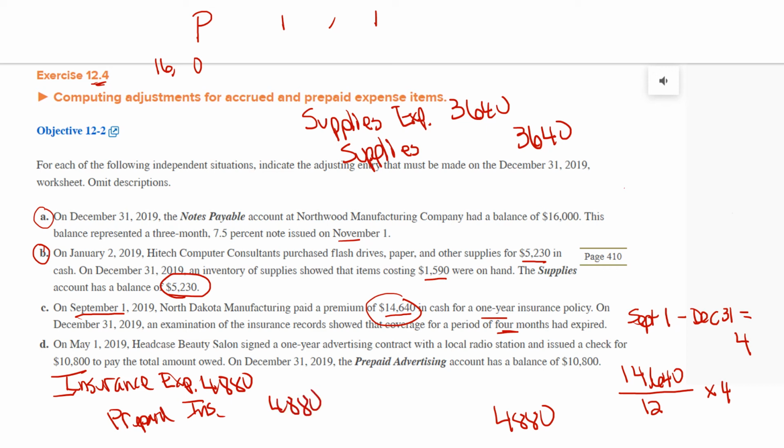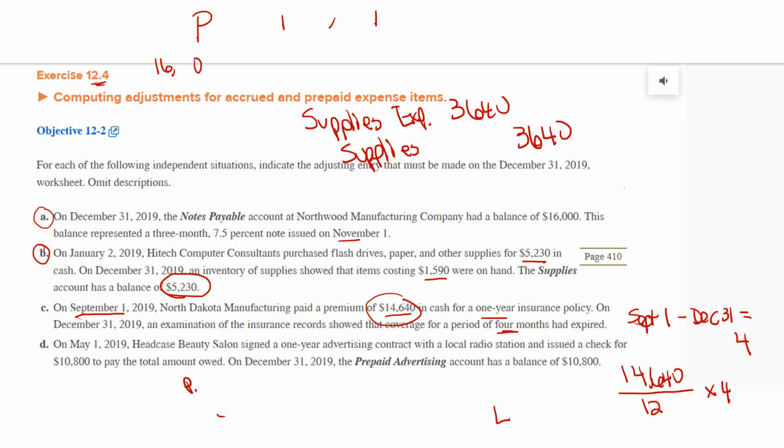All right, now letter D. Get this one out of here. We'll finish this problem up. On letter D, looks like we've got another prepaid. This one is prepaid advertising. It says this one started on May 1st, and they paid $10,800. Going back, I was looking for the term, it's a one-year contract.